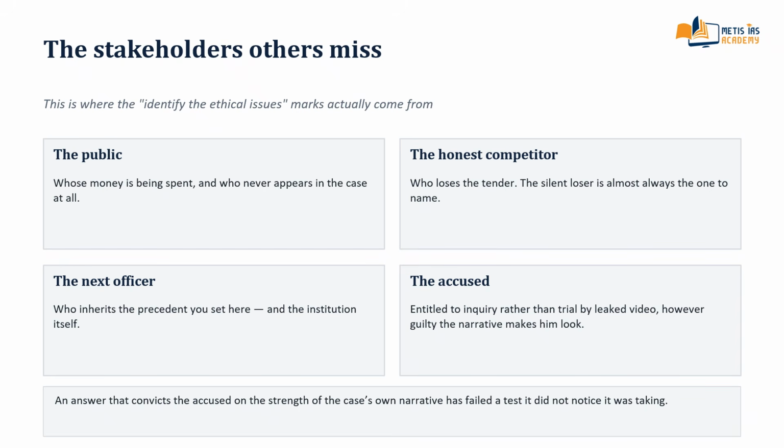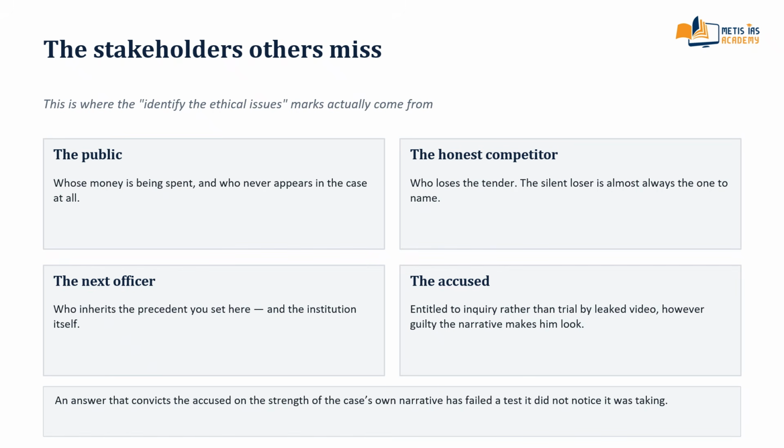What is the ladder? The first thing is, does the rule actually forbid this? Or have I assumed it does? Most of these cases dissolve here. Welfare rules routinely contain relaxation clauses, exceptional hardship provisions, and emergency powers that officers have never read to the end. Check before you organize.